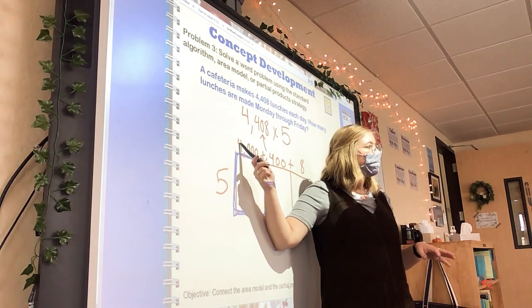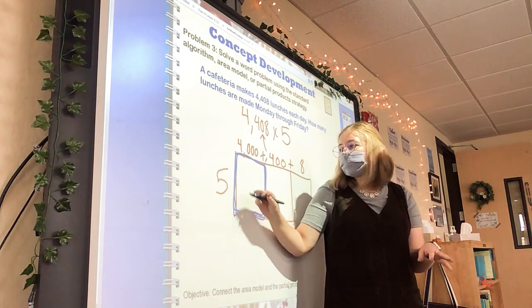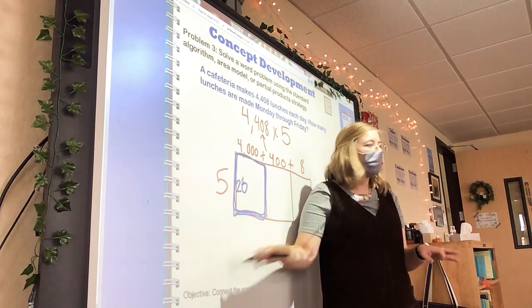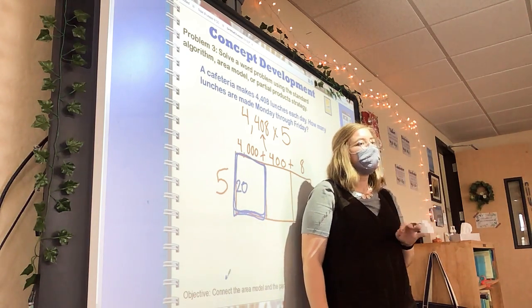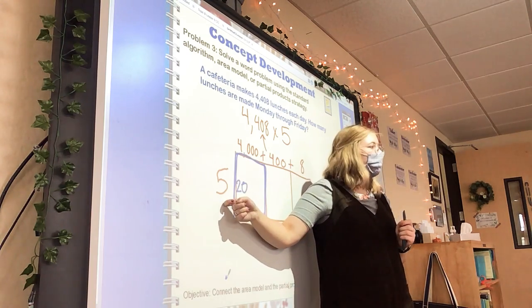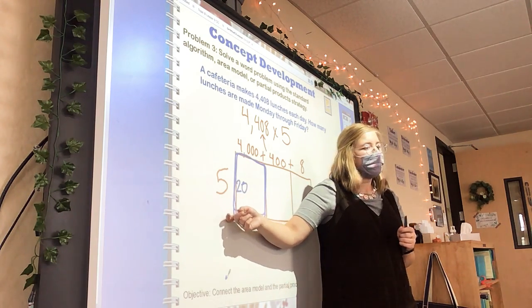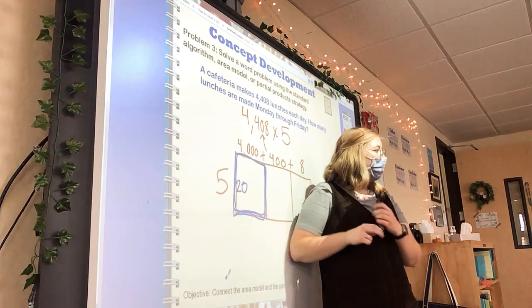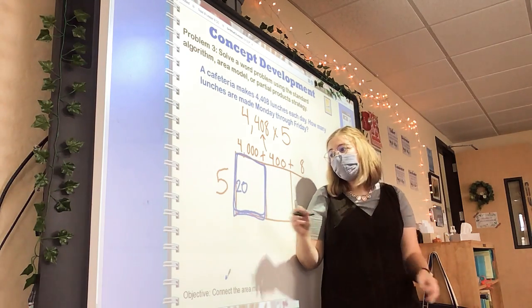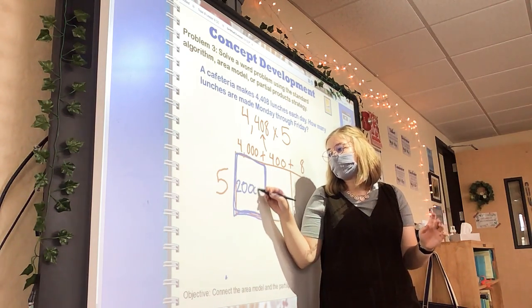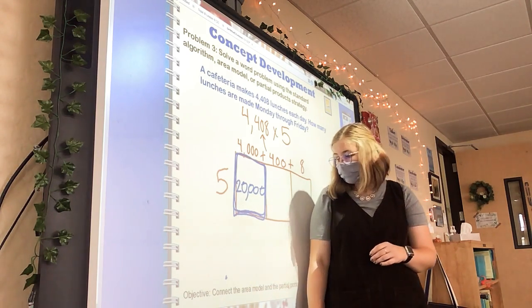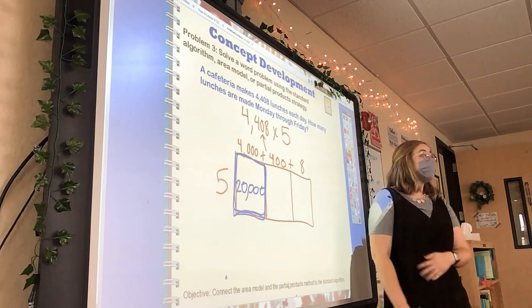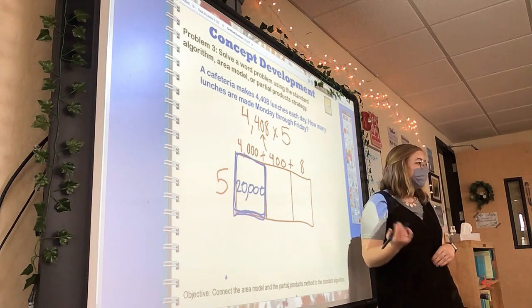So 4,000 times 5. What is 4 times 5? 20. So write 20 for me. Just 20. Kind of small. Okay? So we did 4 times 5, which is 20. Okay? How many zeros do I have in 4,000? 3. So I got to tack on 3 zeros after that 20 to get 20,000. Okay? So 4,000 times 5 is 20,000.